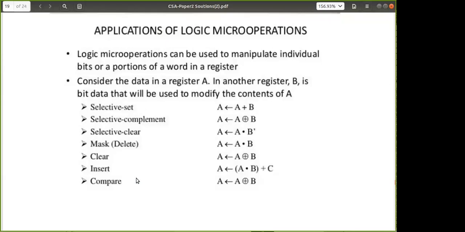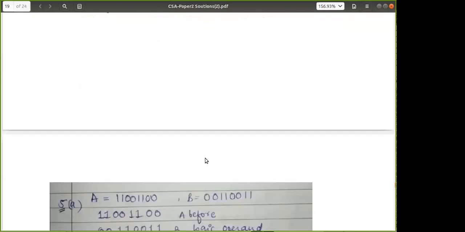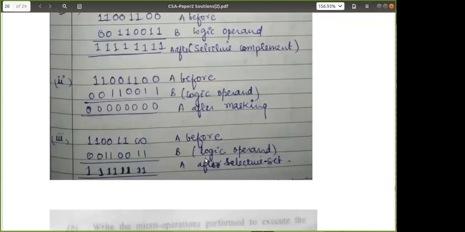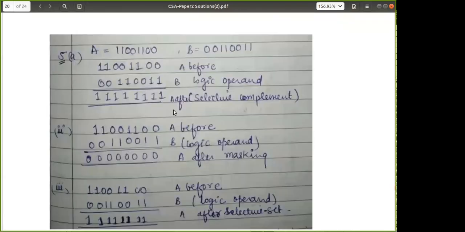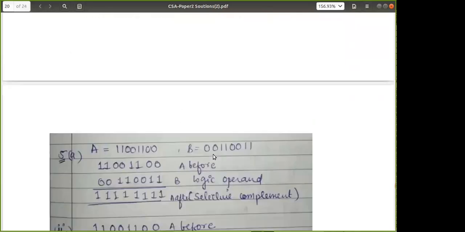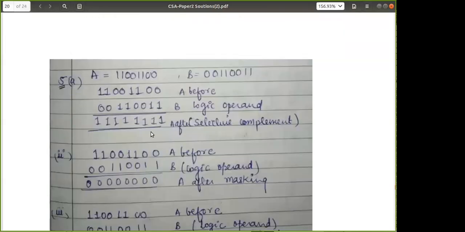When you understand these things, then you easily know the XOR operation, plus operation, OR operation, and the multiplication operation. So that is the output. If you see here, A is this and B is this, and for selective complement we will apply this operation. In selective complement, what we have to do? We have to do A XOR B. So we have applied here A XOR B.